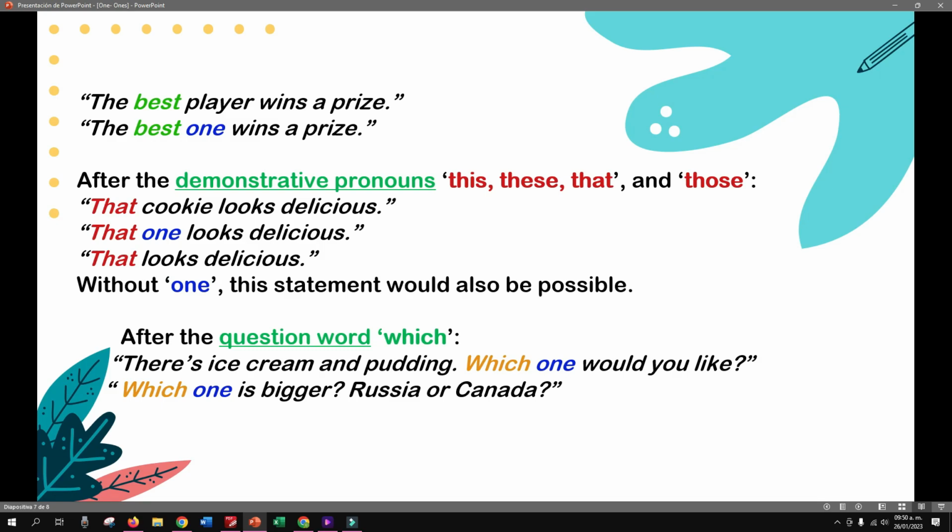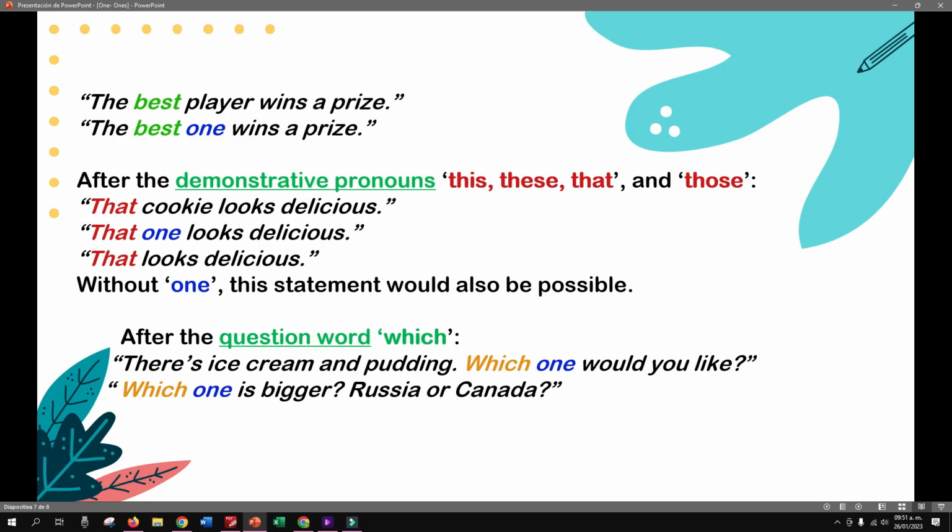Also, after the question word which. I guess this is the most common one. When you have, for example, two objects and you need to choose one, right? So, in that case, you are using which one. For example, there's ice cream and pudding. You have two options, ice cream and pudding. You have to choose one, right? So you can ask, which one would you like? So you can choose one, say, is ice cream or pudding? Yes, so that's why you're using here, which one would you like? You can say, I prefer ice cream.